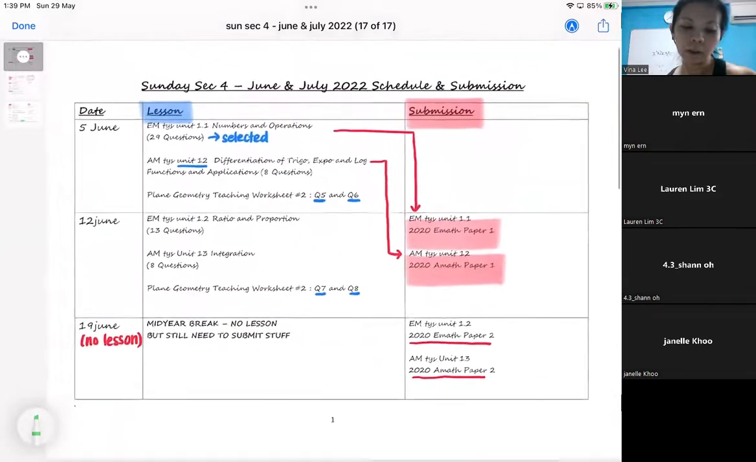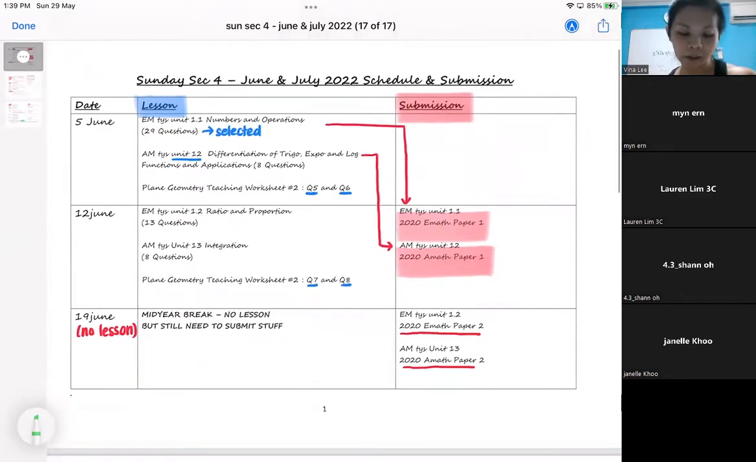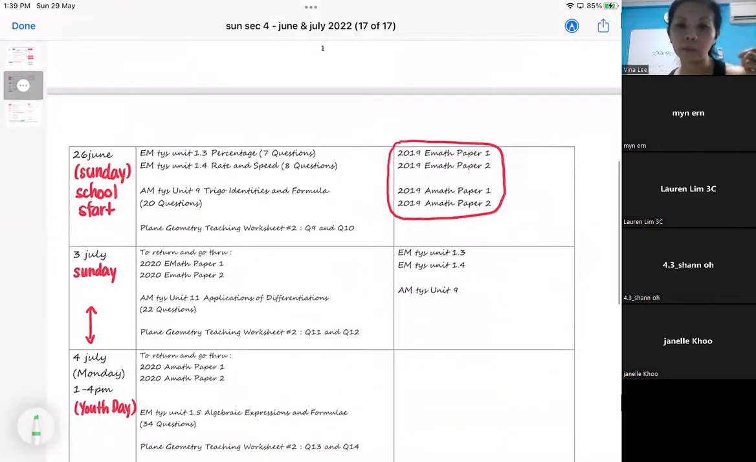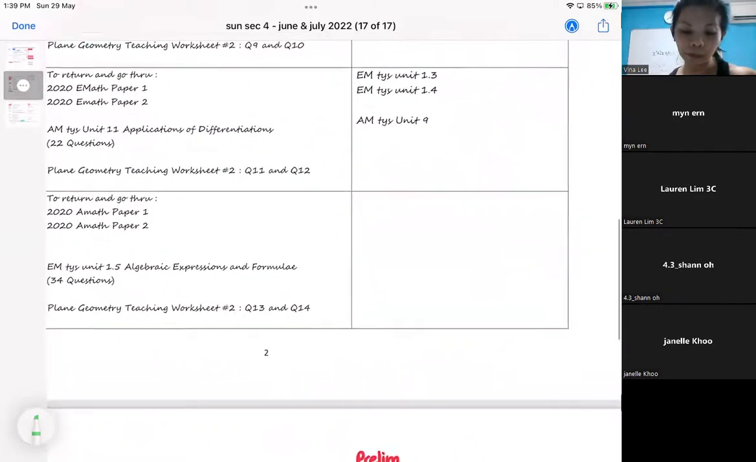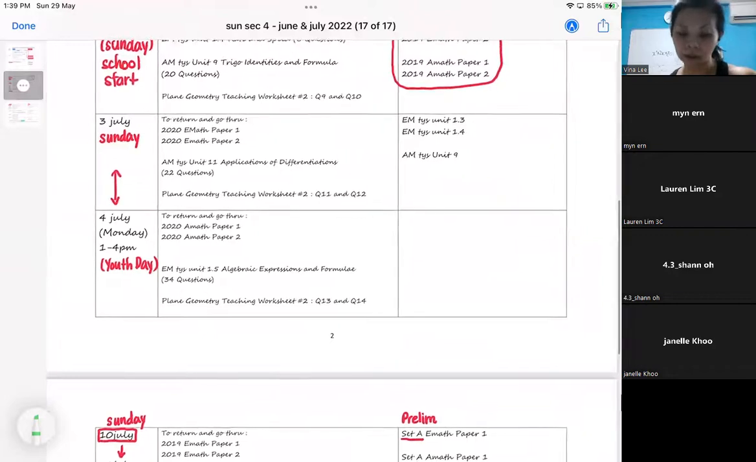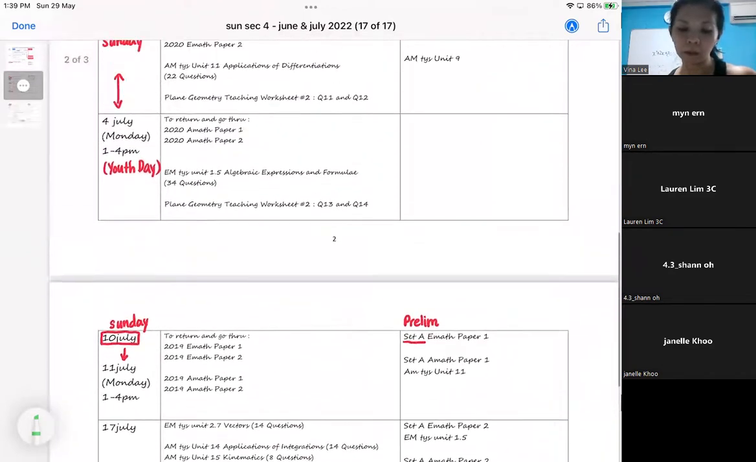You will get the hard copy for this, but please plan ahead first, or else you will find yourself struggling at certain weeks. If there's no paper submission for these two lessons, can you plan ahead? Plan ahead for the papers that you will need to submit.